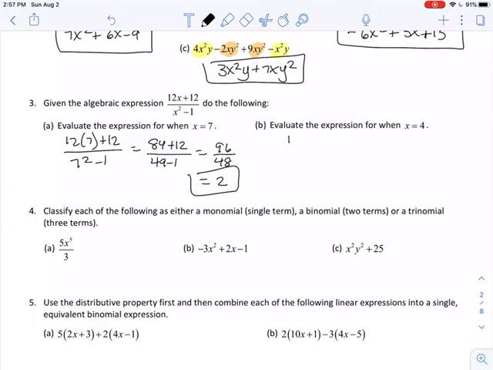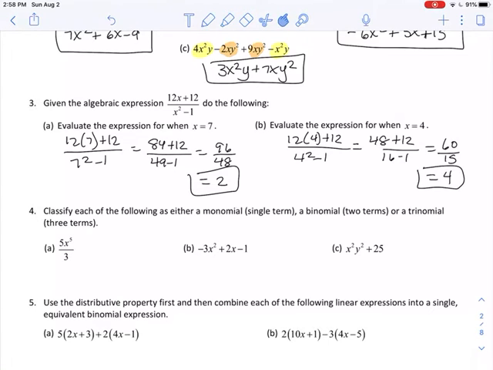Then I want to evaluate it for when x is 4. So 12 times 4 plus 12, over 4 squared minus 1. 12 times 4 is 48. 4 squared is 16 minus 1. 60 over 15 is 4.